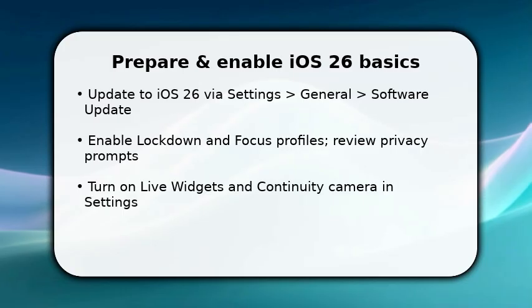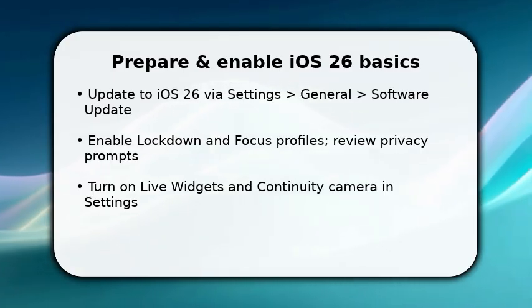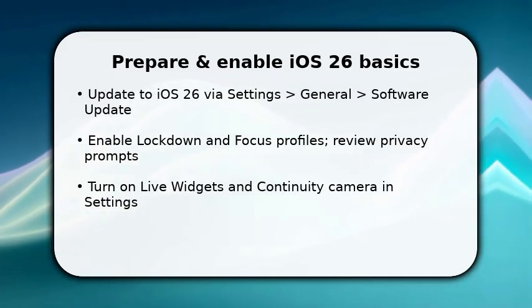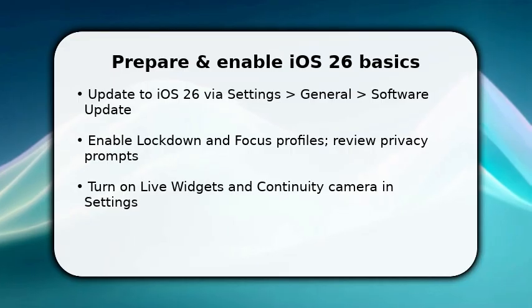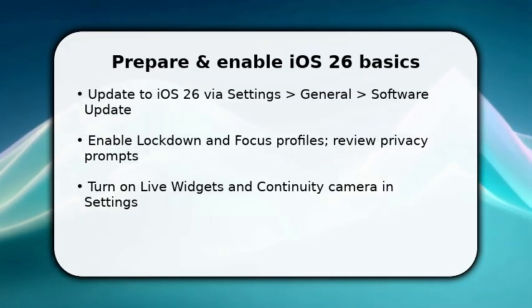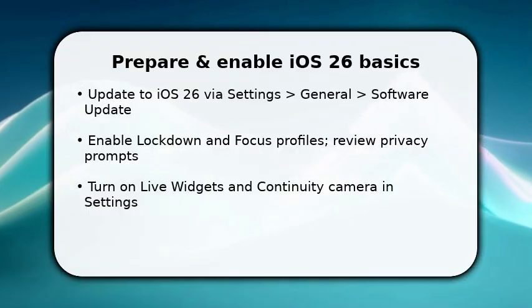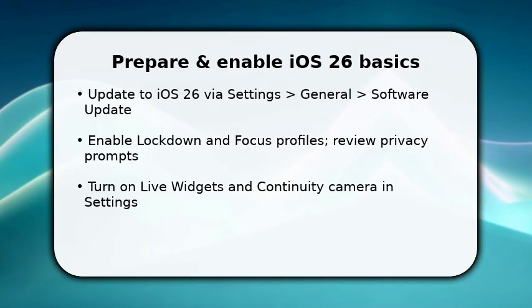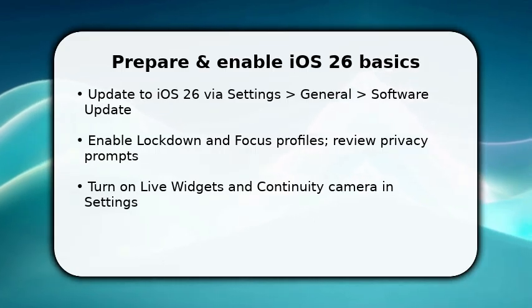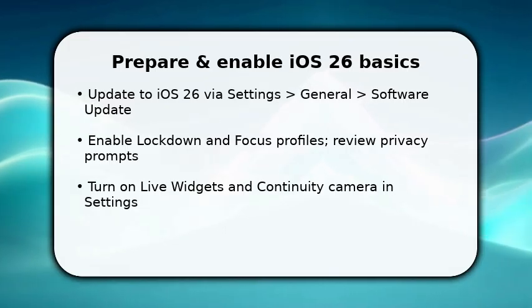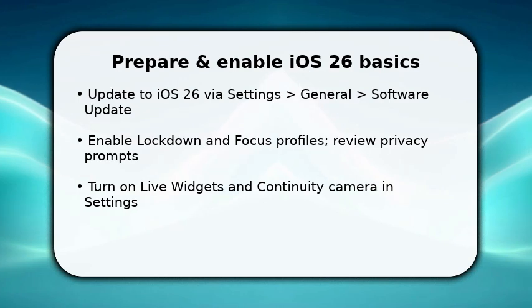You start by updating and enabling the key system toggles that unlock iOS 26 features. Install the update, then open settings to enable live widgets, continuity camera, and the new privacy controls. You'll also create or adjust focus modes to let widgets and notifications behave predictably. Once done, position your home screen for quick glance and grant camera, mic, and clipboard permissions so features work smoothly. This prevents interruptions when you begin using advanced tools.